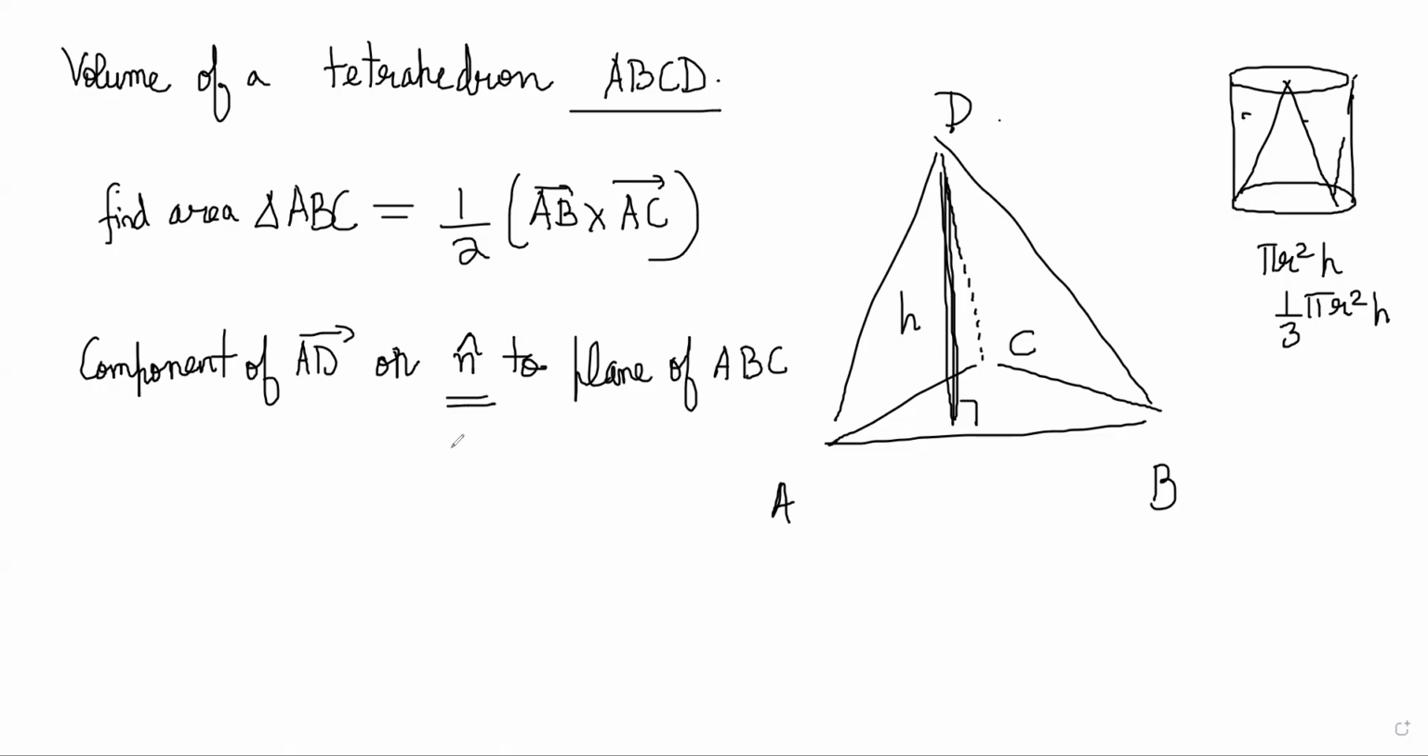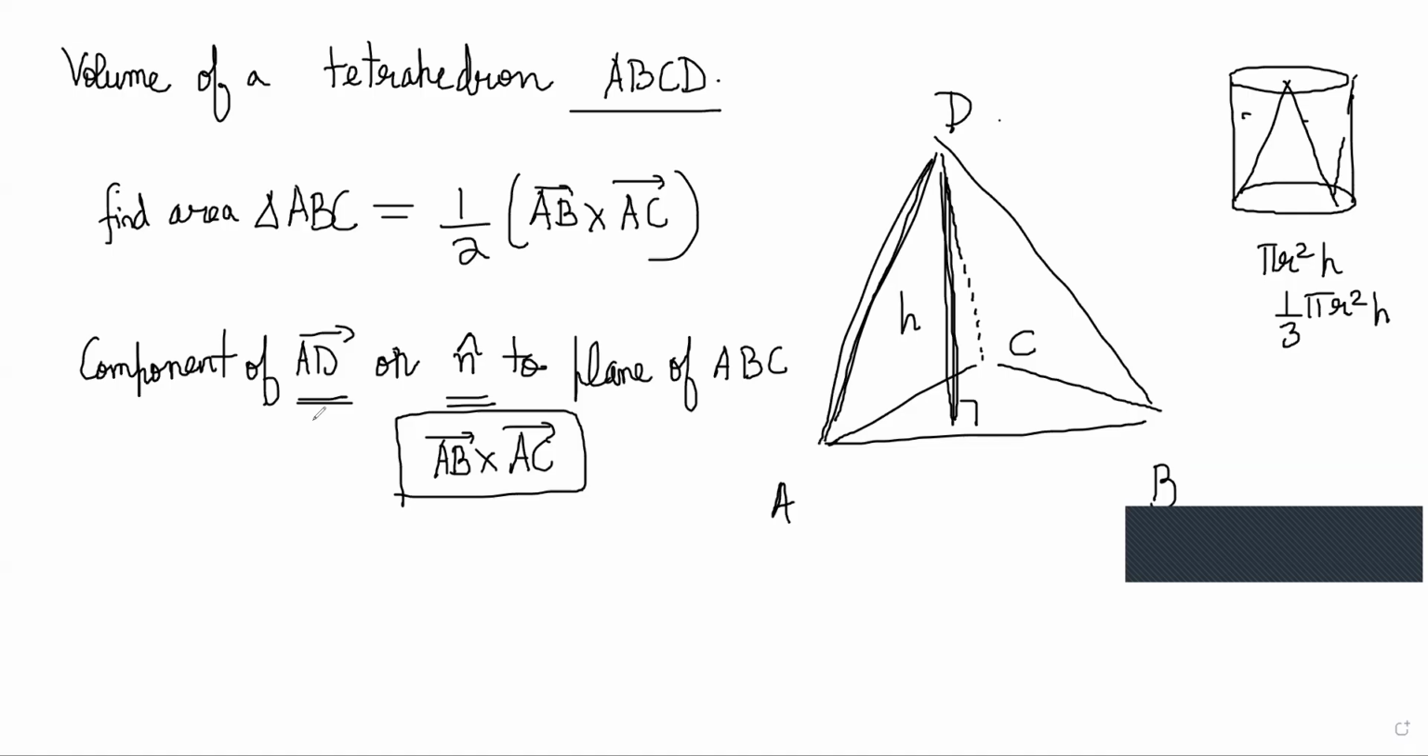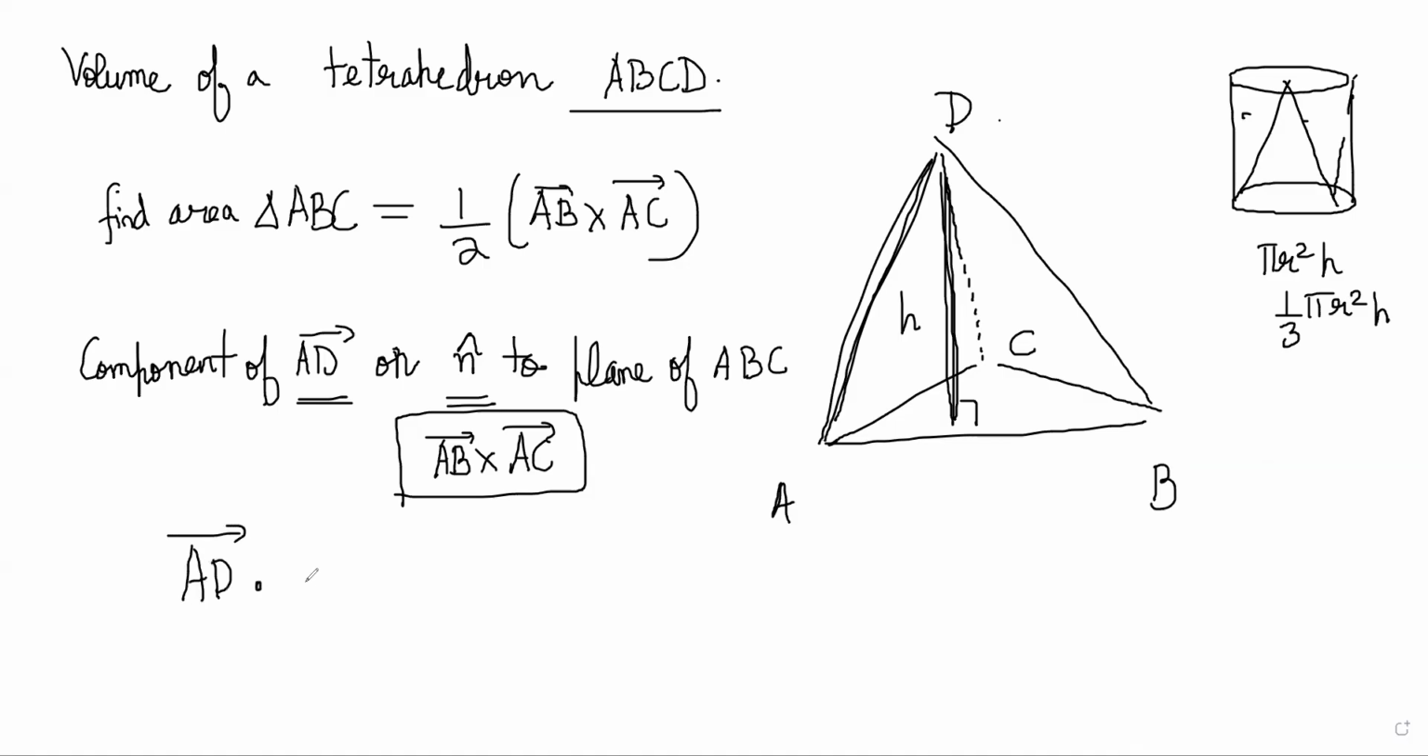The normal vector is in the direction of AB cross AC, right? So we need the component of AD along the normal direction. That can be done by a dot product. So I want to do AD dot the normal vector and divide it by the modulus of the normal vector. So basically it is AD dot product with the normal unit vector. That will give me the required component, right?